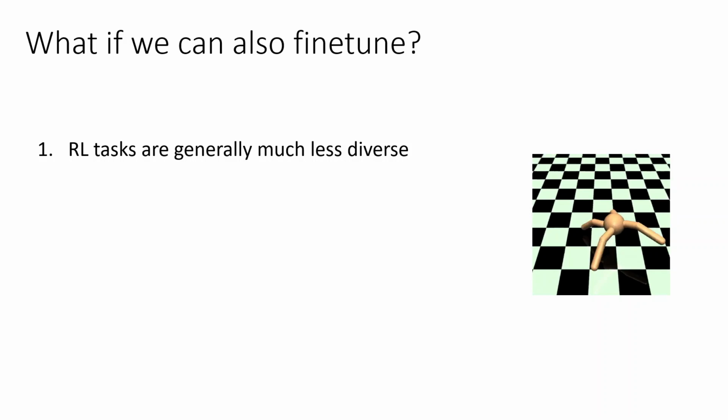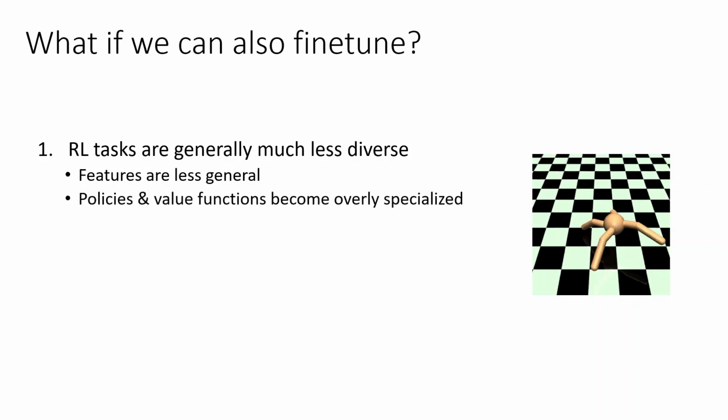In RL, that's usually not how it works. In RL, you might have much more narrow tasks to pre-train on, although of course if you're lucky enough to have a very broad task distribution, then things will go better. But if you pre-train on more narrow tasks, then the features are generally less general, and the policies and value functions can become overly specialized.